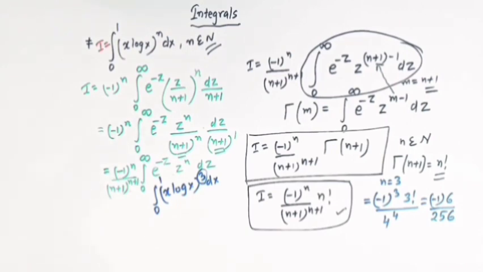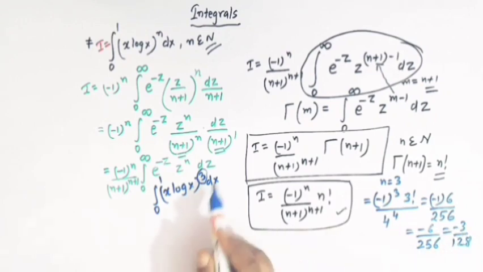256, right? So let us simplify it. So we have minus 6 over 256. So this is 2 3s are 6. Then we have 2 12s are 24. And here we have 8, right? So the value of this integral is minus 3 divided by 128.